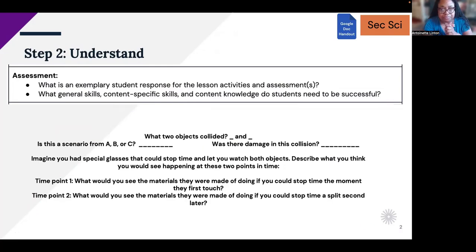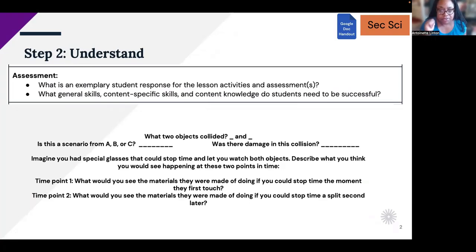So now let's connect this objective to the assessment because this is where alignment either holds or breaks apart. Students are being asked to identify what has collided and then determine whether damage has occurred and then describe what happens at different time points during the collision. Now, at first glance, this might look like a simple recall. But cognitively, students are actually doing much more than remembering facts, right?